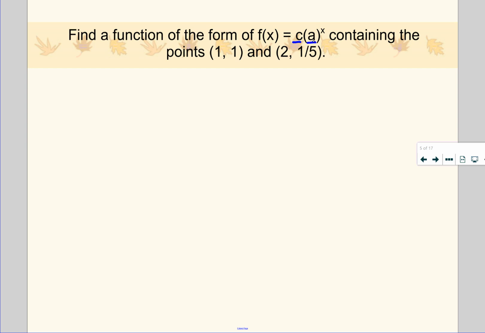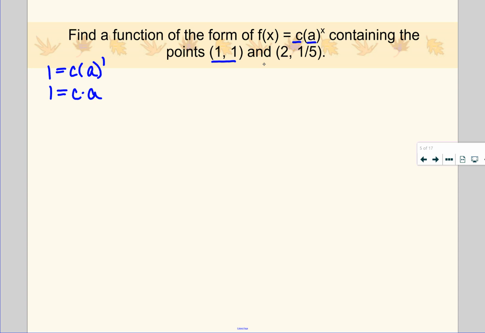I know that I have 2 points that go through my function. Now this is not a linear function, so we're not going to do anything with slope. All we can do is plug in these values and see what happens. So I'm going to start with (1, 1). 1 goes in for y, and 1 goes in for x. So I have 1 equals c times a. When I do a to the first, I get a. And that's really all we can do with that first function.